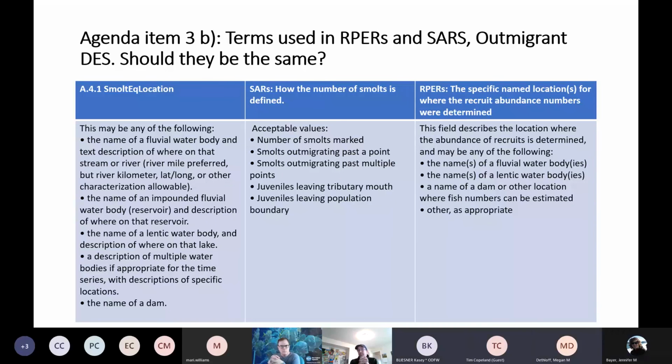Hey, Tim had... Jen, I think, mentioned... Sorry. Oh, go ahead. Tim had just mentioned in the comments, if you're trying to estimate smolts per spawner, the location should be the same for smolt equivalent. Thanks, Mike.